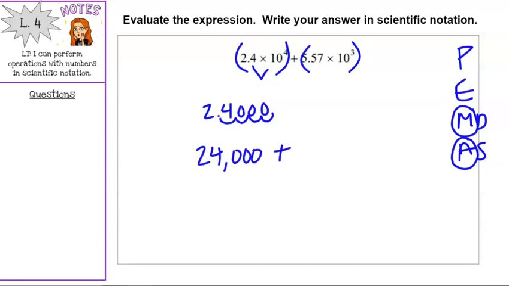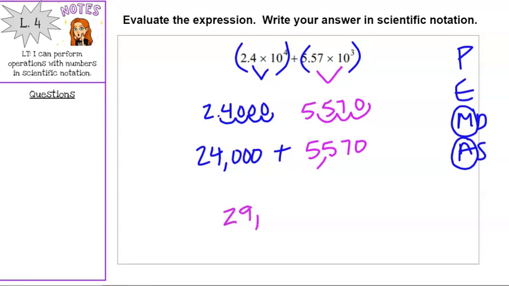Plus, I'm going to add to that 5.57 times 10 to the 3rd, 5.57. The 3rd power means I'm moving 3 to the right. So that's 5,570. Then I'm going to add these two numbers together, which gives me 29,570. If you need to use a calculator for that, feel free.